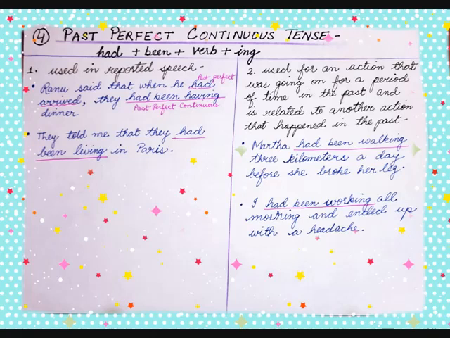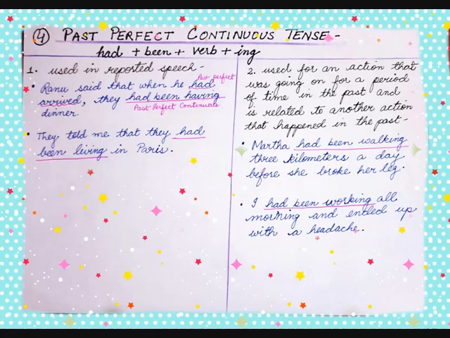Now where do we use past perfect continuous tense? We use it in reported speech. Reported speech, just now I have told you, reported speech means indirect speech. See the first example. Ranu said that when he had arrived, they had been having dinner. Here you can see I have already underlined it. Had plus been plus have plus ing. That is past perfect continuous tense. And had arrived is your past perfect tense.